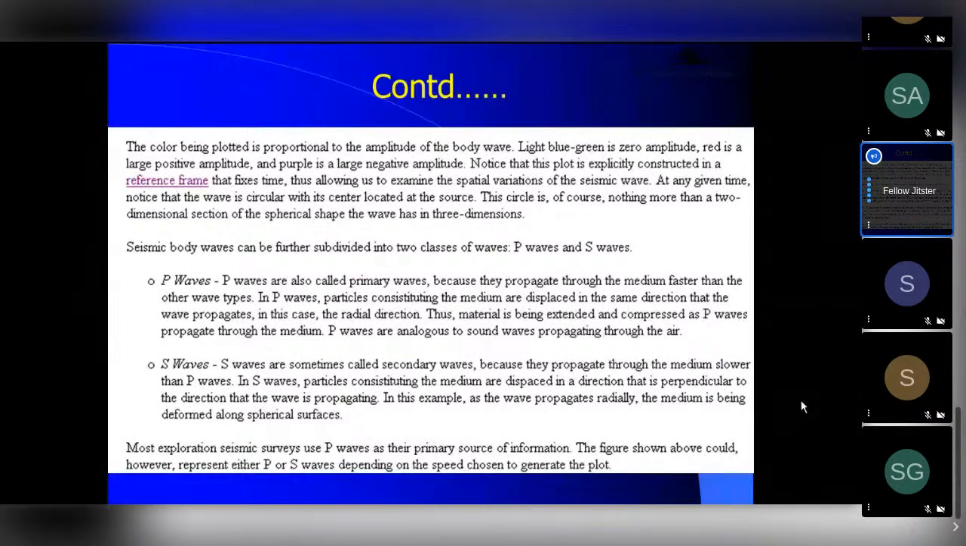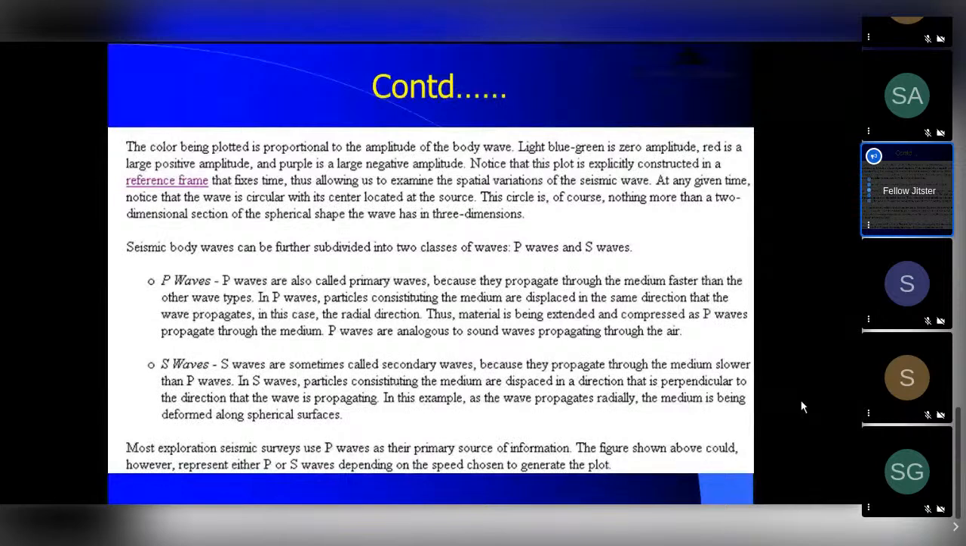In P waves, particles constituting the medium are displaced in the same direction that the waves propagate. We'll see diagrams very soon. In this case, it is the radial direction. Thus, material is being extended and compressed as the P wave propagates through the medium. So you have like a piano accordion: you blow in and you blow out, you compress and you rarefy, you compress, you rarefy. That is exactly how the wave moves from one end to the other.